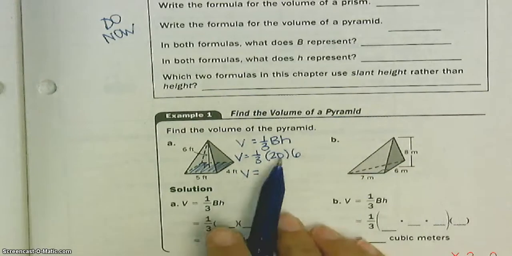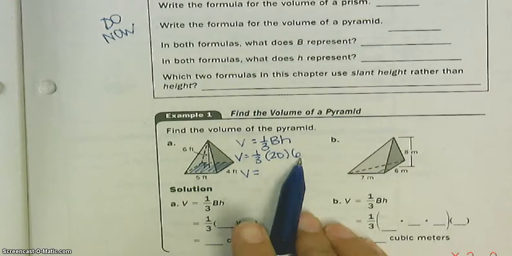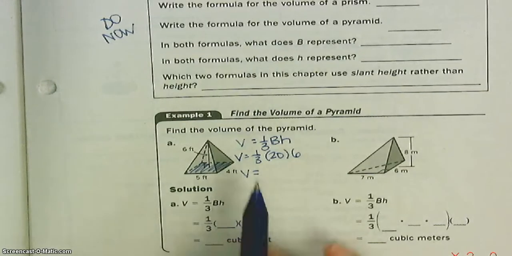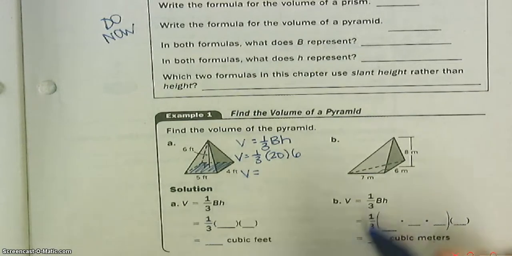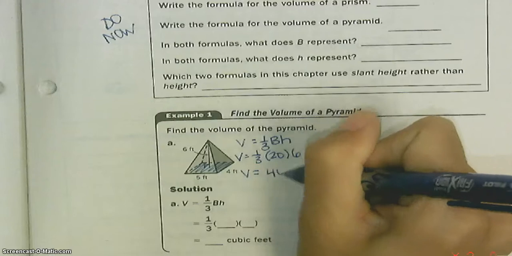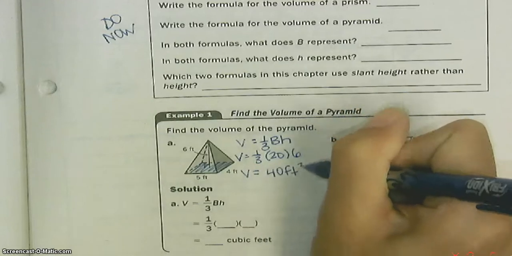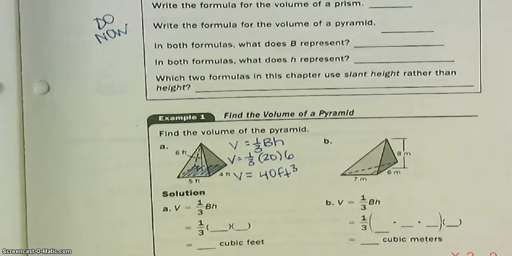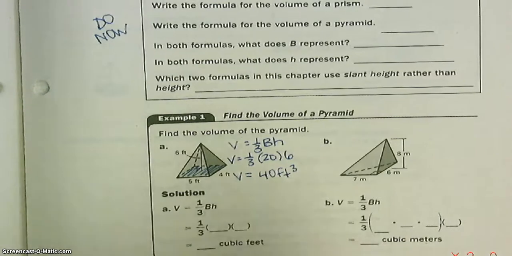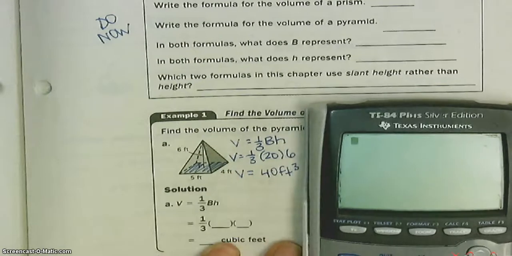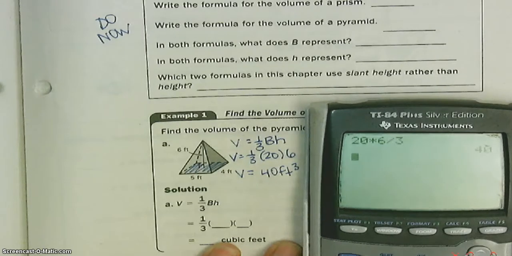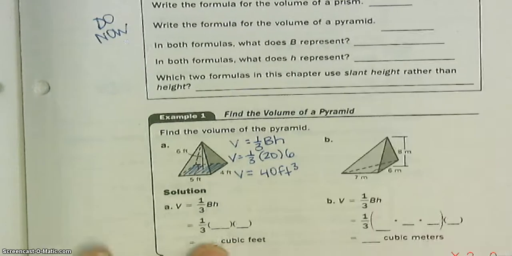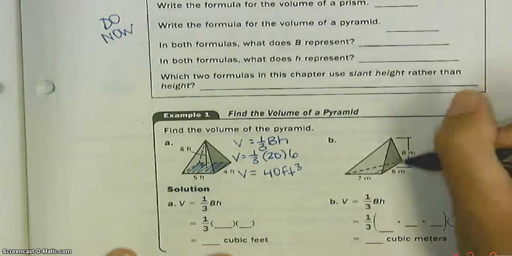So let's see, 20 times 6 is 120, divided by 3 is 40. 40 feet cubed. All right, if you wanted to do that on your calculator, you can just divide by 3. I think that's the easiest way. So here's your calculator. You can do 20 times 6 divided by 3, 40. Right, over here, this is also a pyramid.